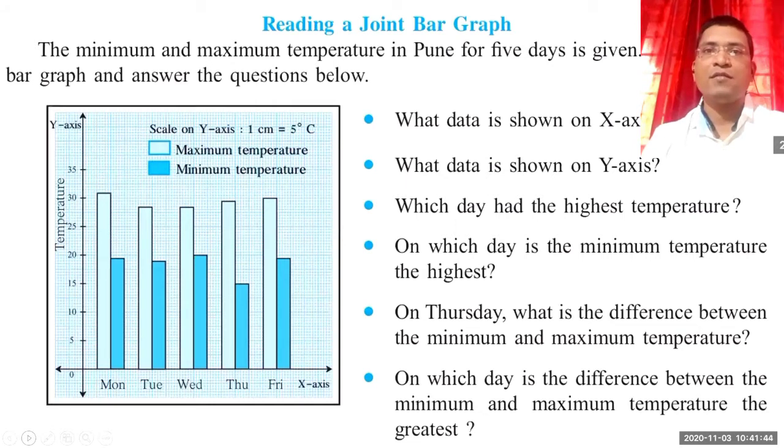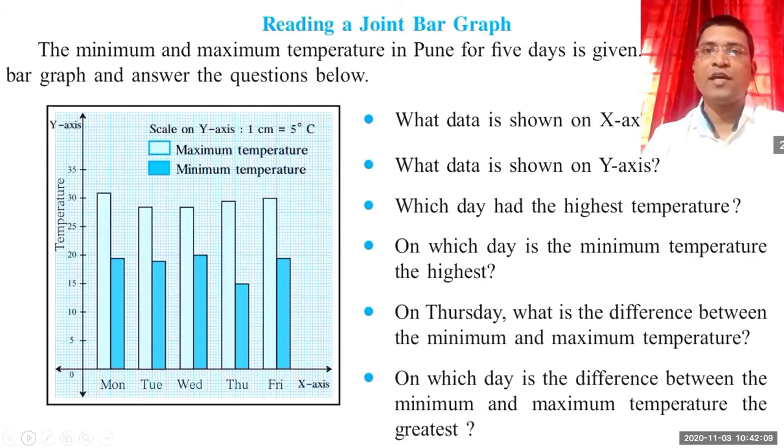Third question, which day had the highest temperature? Monday. Monday had the highest temperature. Very good. On which day is the minimum temperature highest? Minimum temperature, student? Thursday. Minimum temperature. What I am telling you, minimum temperature is highest. It means you have to look at the colored bar graph.